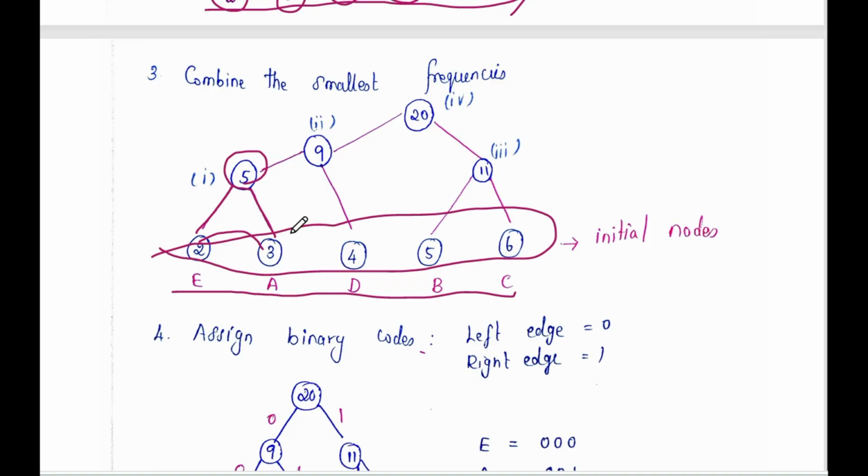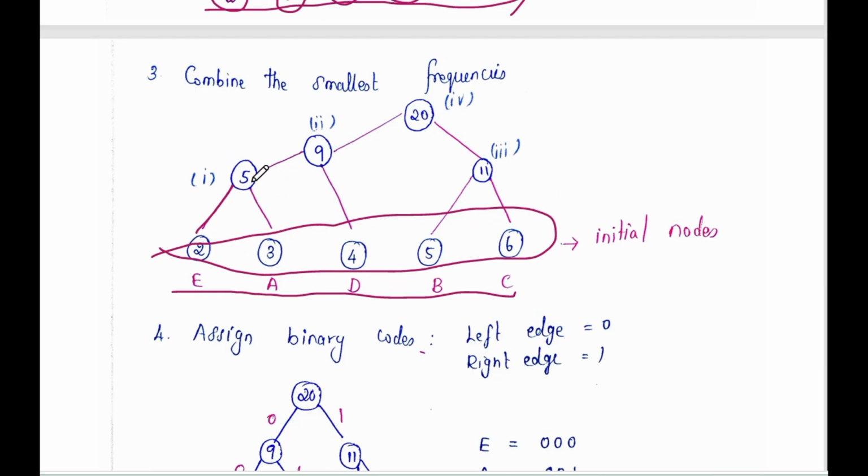What are the next two smallest frequencies? Here 5 is there, and here 4, 5, 6. So 4 and 5 are the smallest. Take these 4 and 5. Either node with 5 is possible, both are valid. Here I take this 5 and this 4.